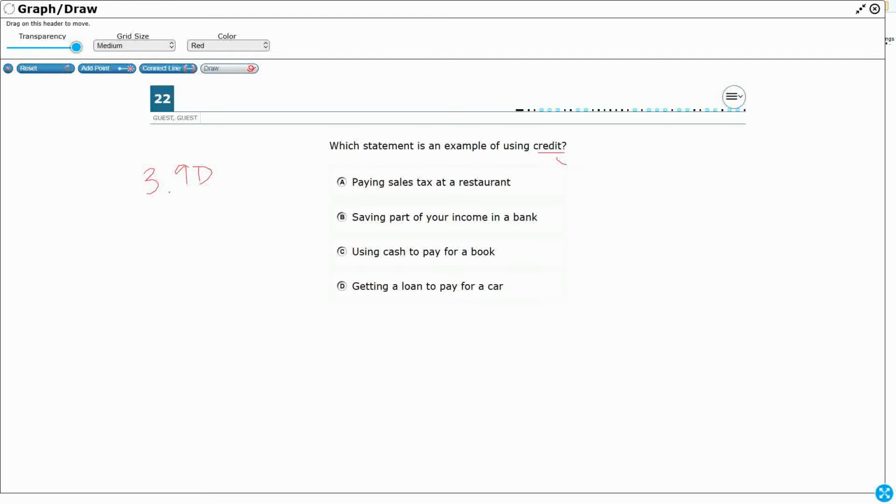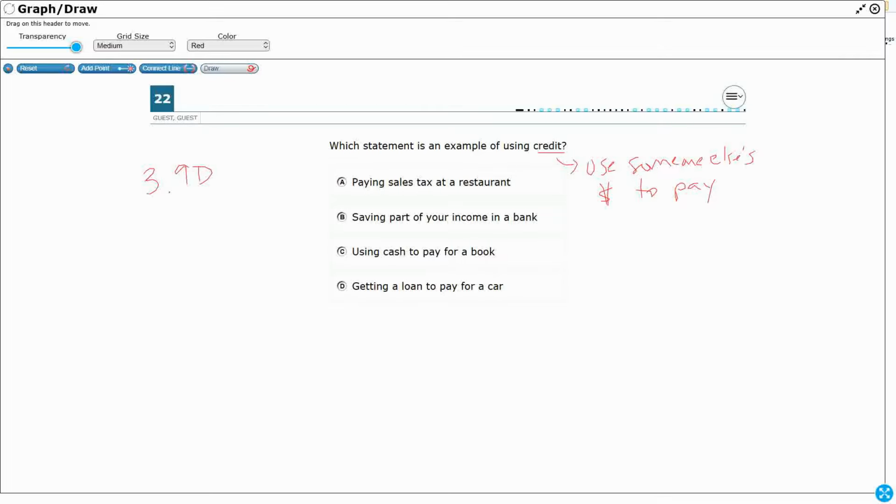So what does credit mean? Well, credit means when you use someone else's money to pay for something. So that's just a basic street level definition that we need our students to be able to understand. If I'm using credit like a credit card, I'm not paying myself.